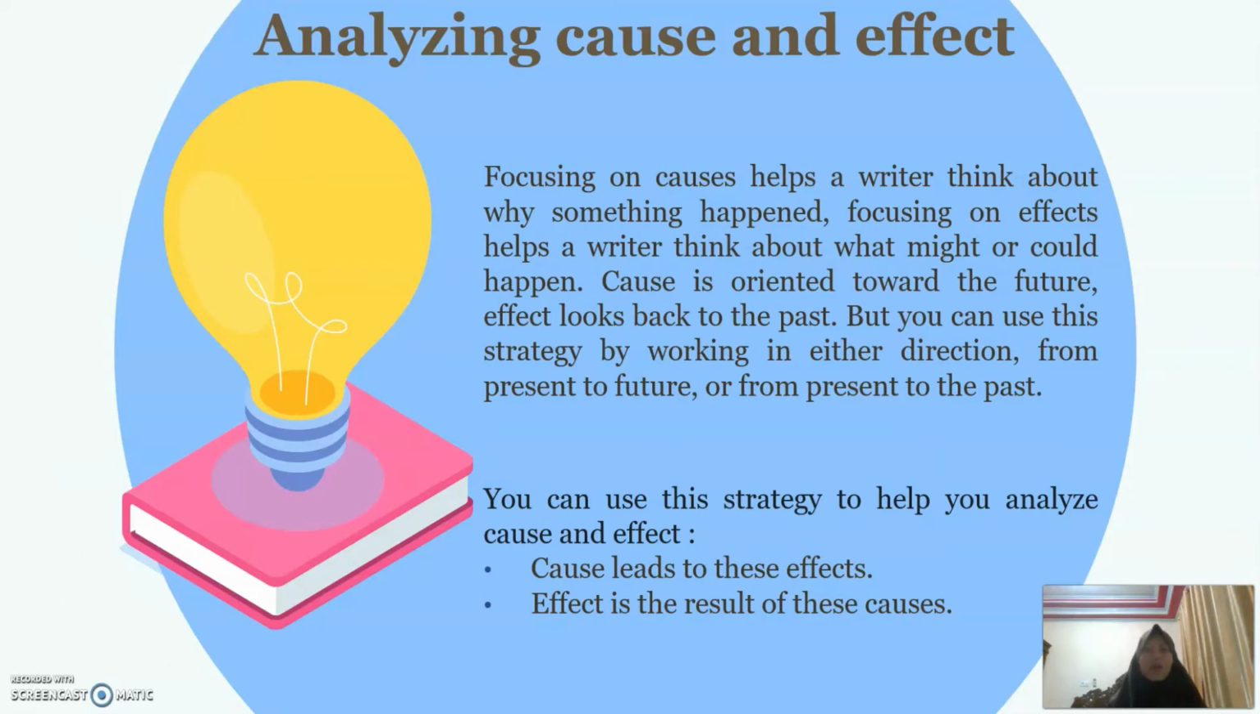Analyzing cause and effects. Focusing on causes helps a writer think about why something happened, and focusing on effects helps a writer think about what might or could happen. Cause is oriented to the future, and effect looks back to the past, but you can use this strategy by working in either direction, from present to future or from present to the past. You can use this strategy to help you analyze cause and effects. Cause leads to these effects, and effect is the result of these causes.